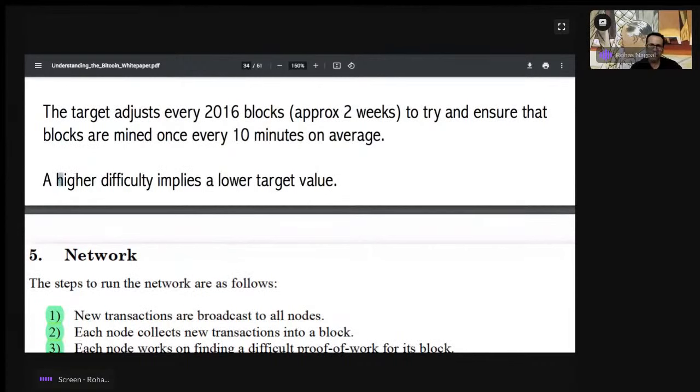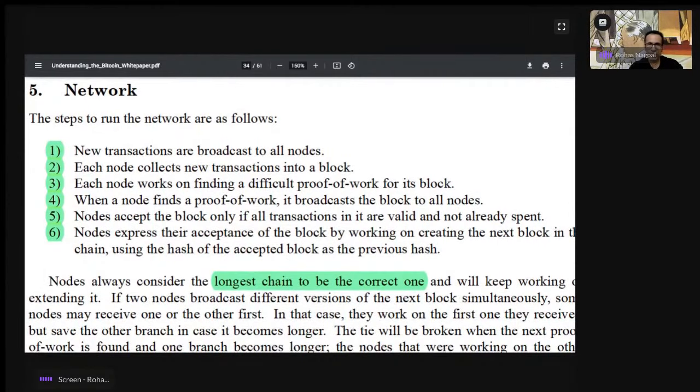A higher difficulty implies a lower target value. As the number of zeros increases, it becomes more and more difficult for you to generate the correct hashes, so the target value is lower. Now let's go back to the Bitcoin white paper, to the section where they talk about the network.